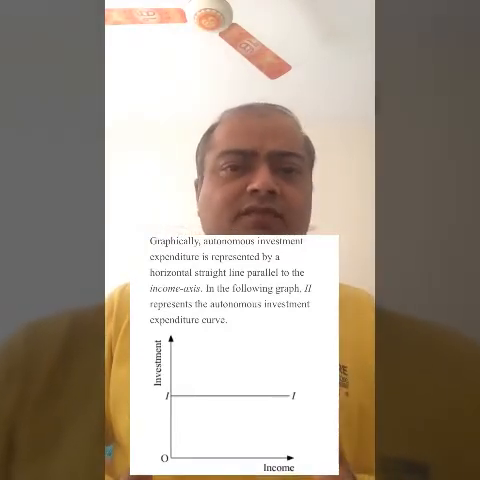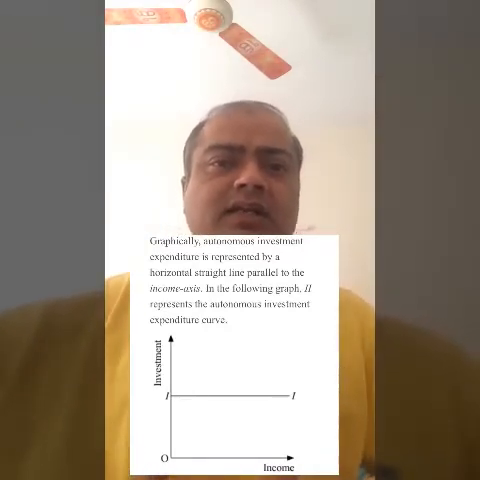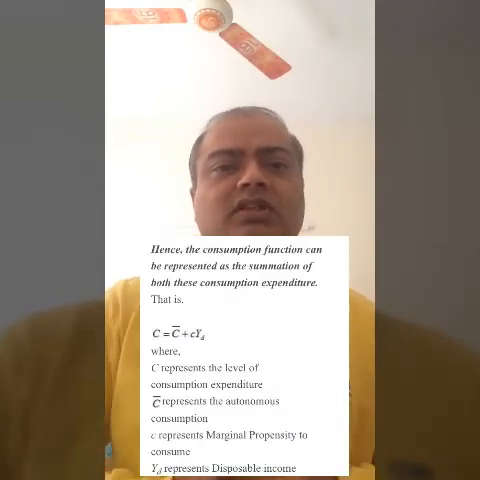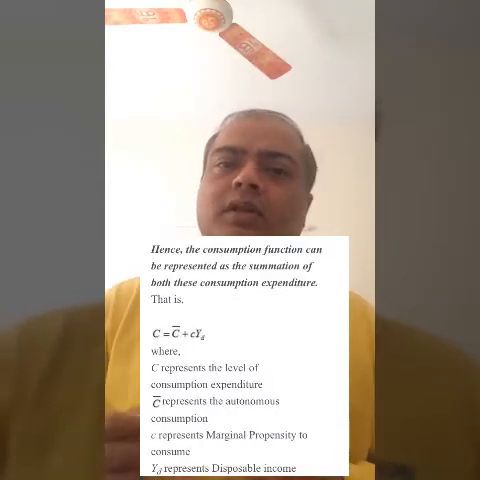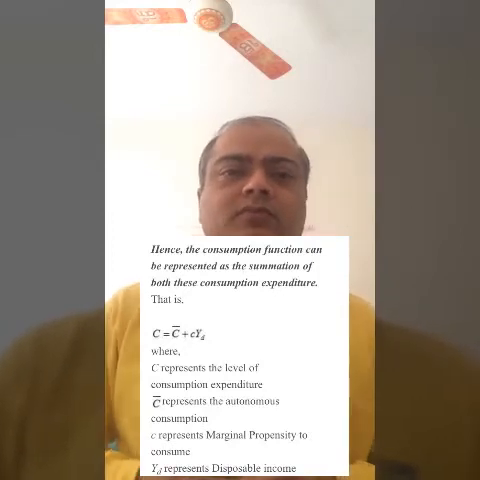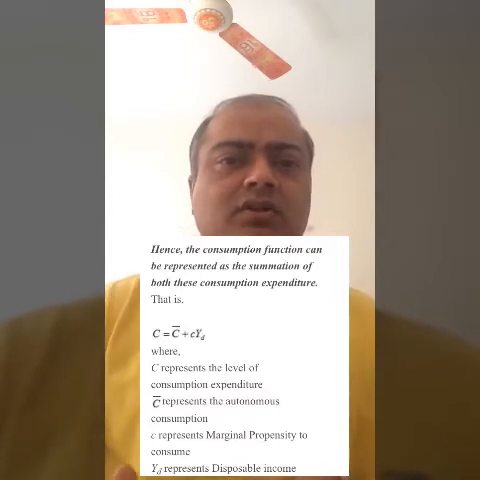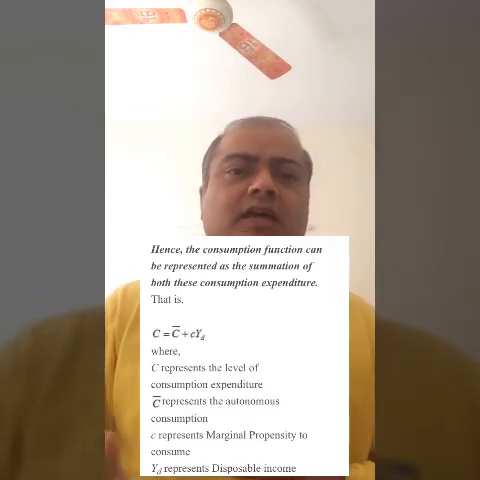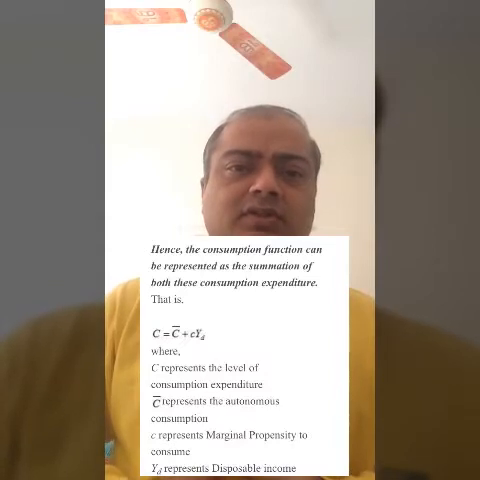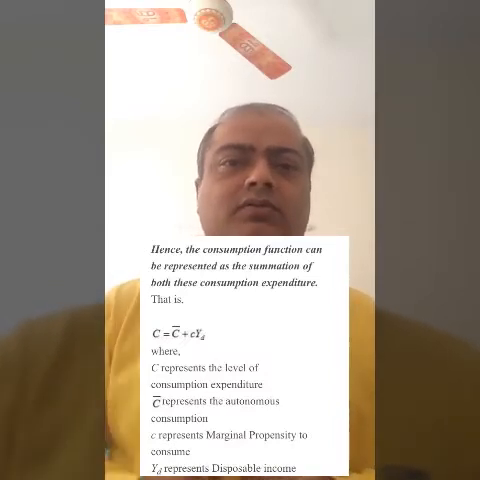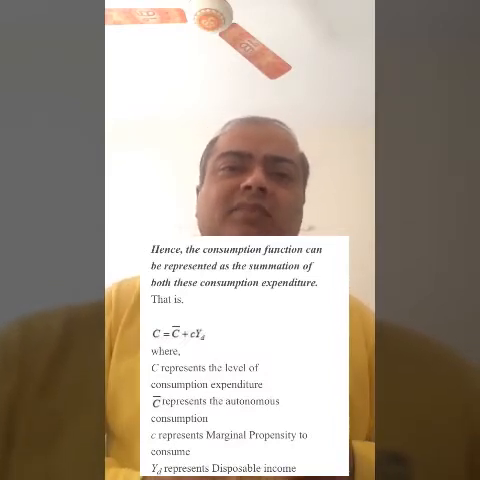Now, consumption expenditure, we have already studied, has two components: autonomous consumption expenditure and induced consumption expenditure, which is C bar, the autonomous consumption expenditure, and MPC into Y, the induced consumption expenditure. You can see below here also. So aggregate demand in a two-sector model, which is planned aggregate demand, is the sum total of planned consumption expenditure and planned investment expenditure.